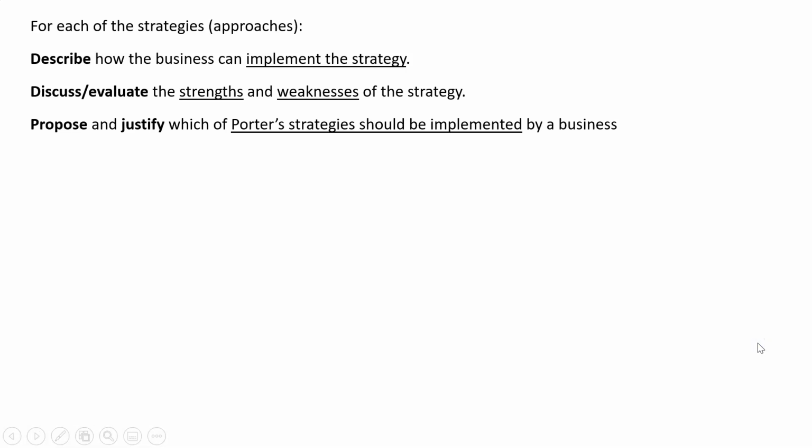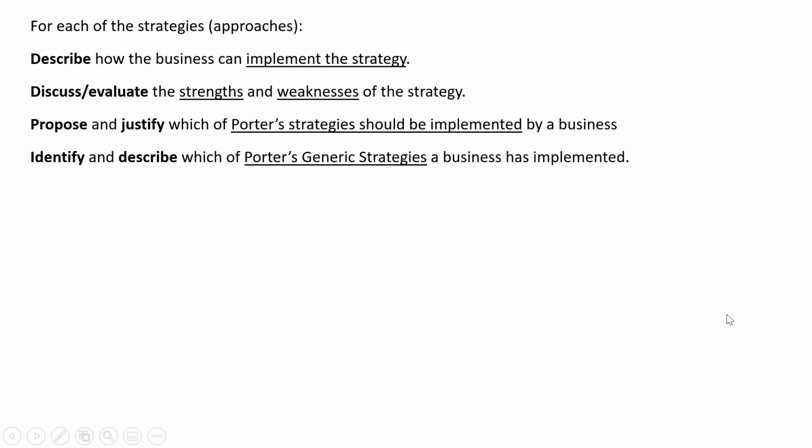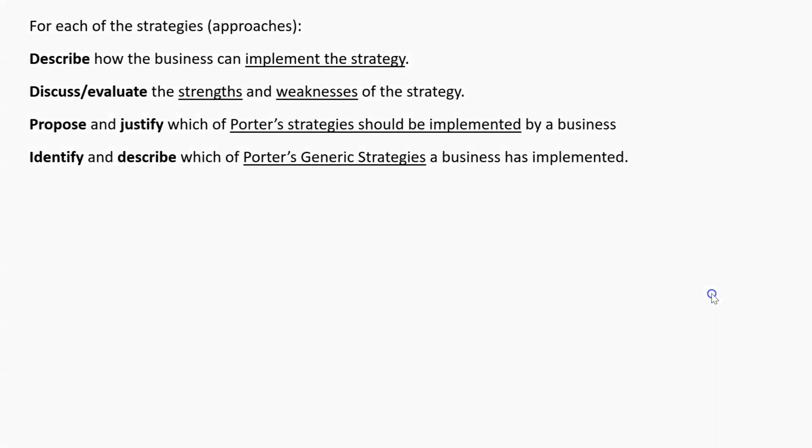Now, the main part of the topic is for each of the strategies, can you describe how to implement it, discuss its strengths or weaknesses, propose and justify which strategy should be implemented for a case study, or identify and describe which strategy is being used in the case study. Lot to remember, but to do that, just fall back on your knowledge. If you know ways to implement each strategy, its strengths and weaknesses, you can answer all those questions.